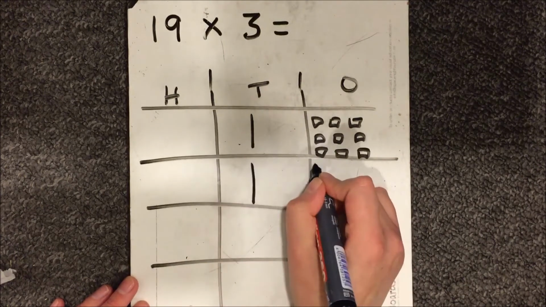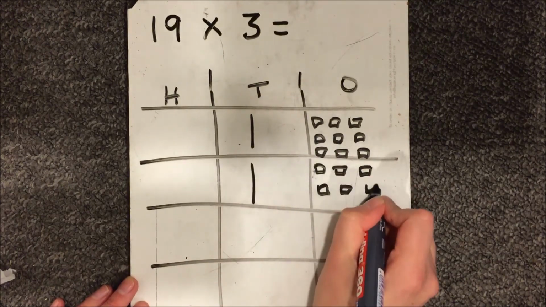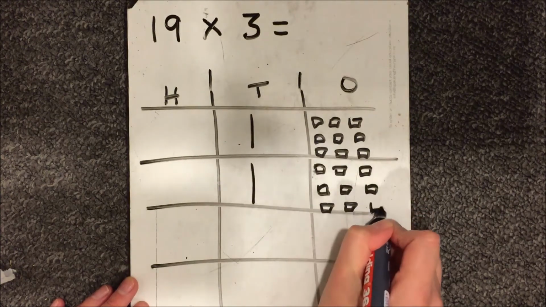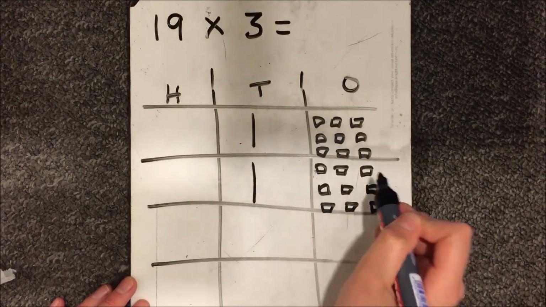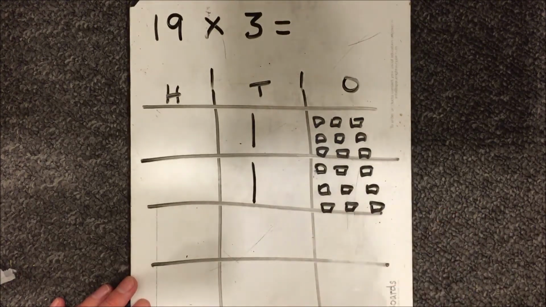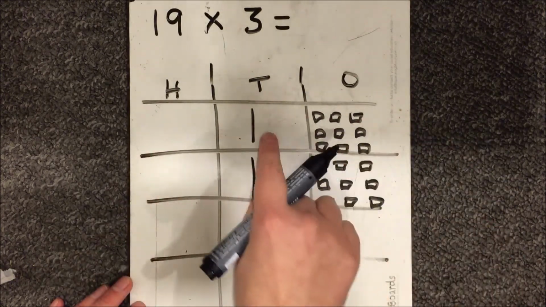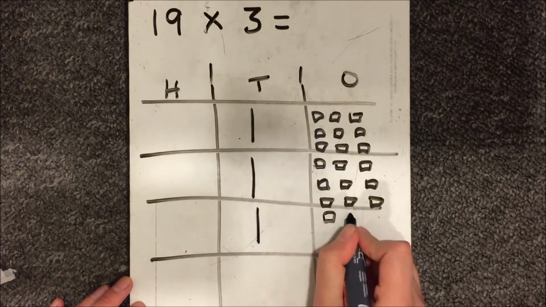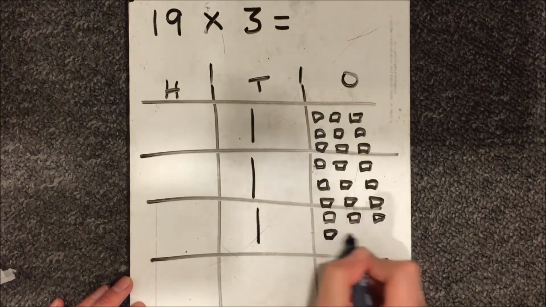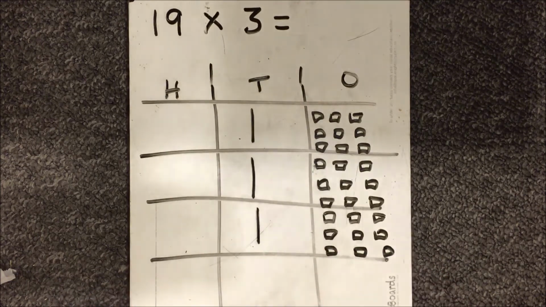Next row, 10, switch, 11, 12, 13, 14, 15, 16, 17, 18, 19. It's really easy to miscount these ones, so be careful. Make sure they're not little dots, but they're squares, otherwise we won't be able to see them, and make sure they have enough space. We've now got 2 groups of 19. I need 3 groups. 1 more to go. 10, switch, 11, 12, 13, 14, 15, 16, 17, 18, 19.